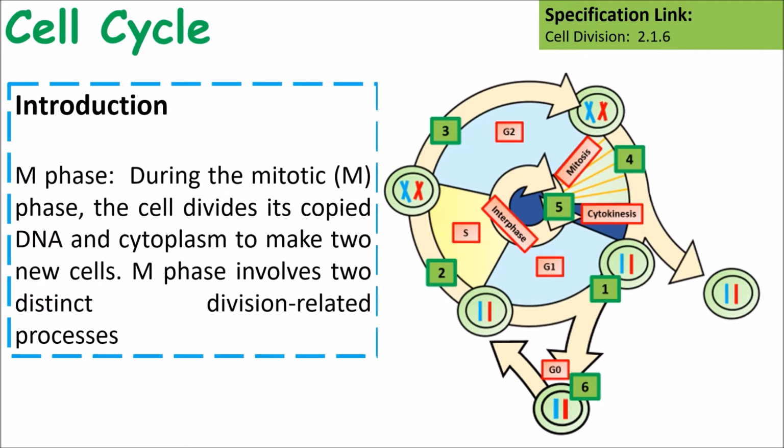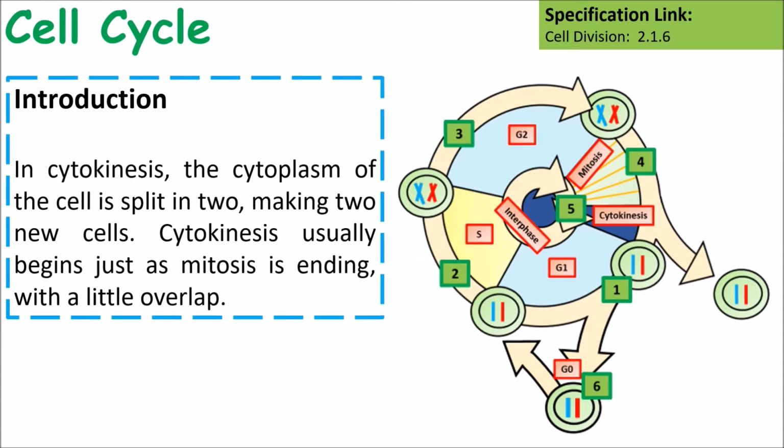During the mitotic, or M phase, the cell divides its copies of DNA and the cytoplasm to make two new cells. So M phase involves two distinct division-related processes. And in cytokinesis, the cytoplasm of the cell is split into two, making two new cells. Cytokinesis usually begins just as mitosis is ending, with very little overlap.